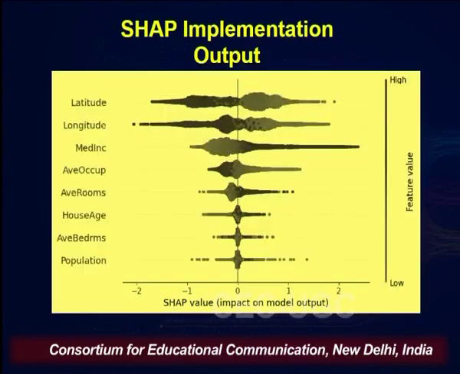So for the sample code, this is the implementation output that we get. There are different features on the vertical axis, and on the horizontal axis, that is the x axis, you can see the SHAP values, and each dot corresponds to a sample. A particular sample will have all these features, right? So for example, how the latitude and the longitude are behaving for the model outcome.